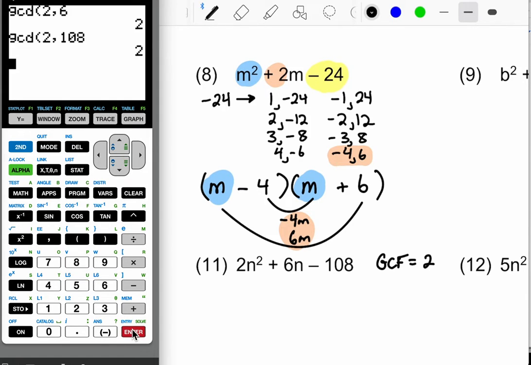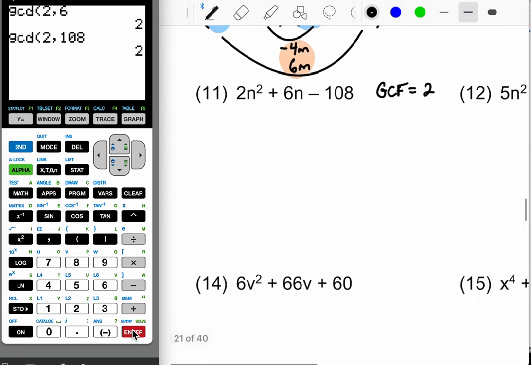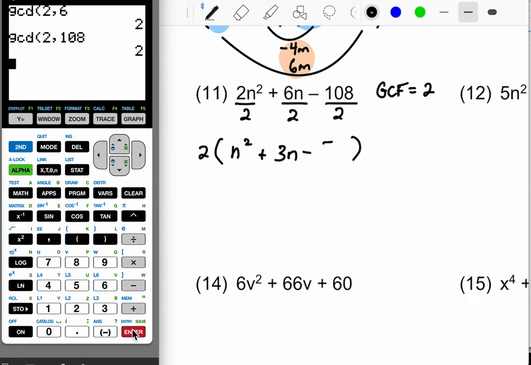Now divide each term by the GCF. So n squared plus 3n minus 54. Now I have a trinomial, so I have to use my trinomial technique. When we factor a trinomial, the result is the product of two binomials. I'm going to have that 2 out in front, so I hang on to that. But now I have to be looking for factors of negative 54.